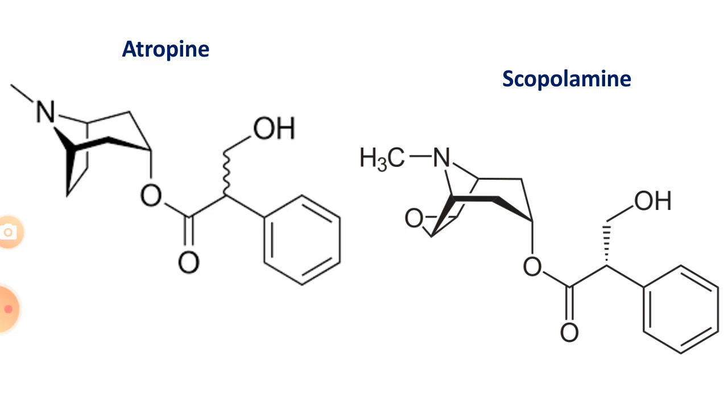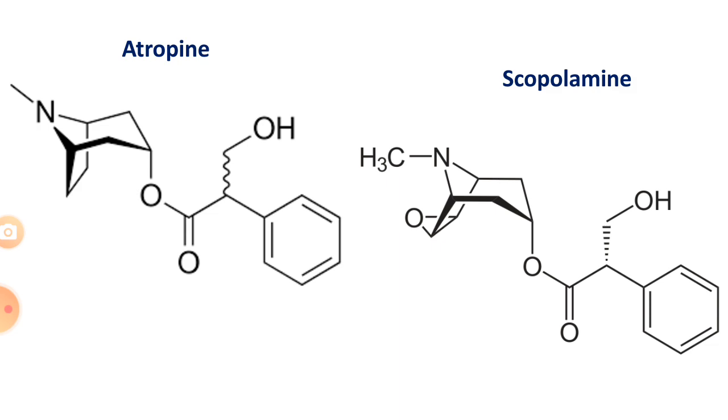What is the meaning of antagonist? Cholinergic antagonist means these are deactivated. The cholinergic system and its receptors can be antagonized or deactivated by using atropine or scopolamine. These two drugs are also classified according to their target system.